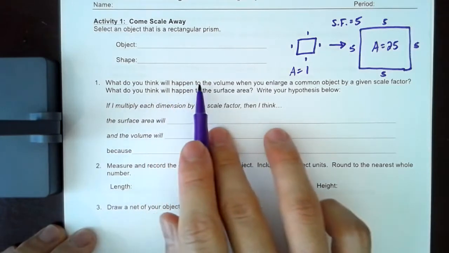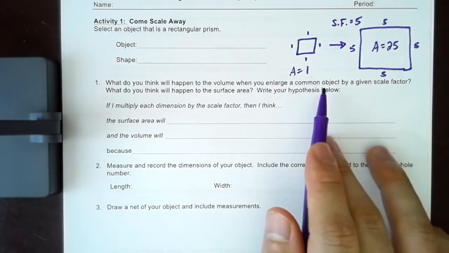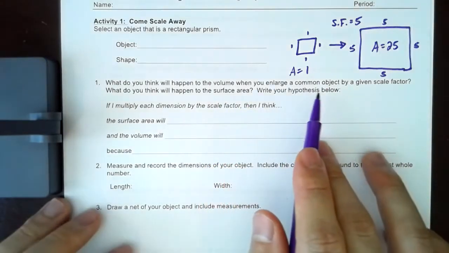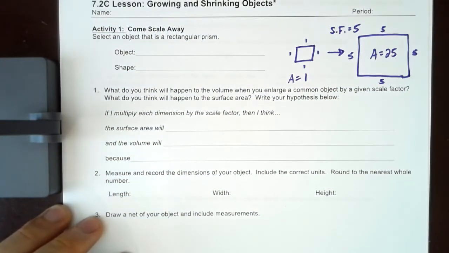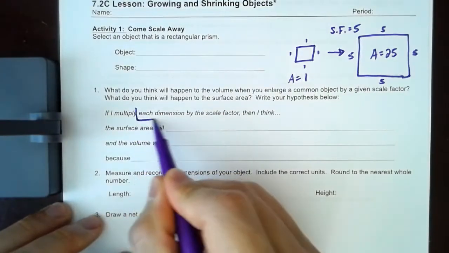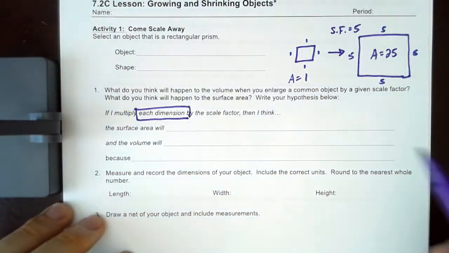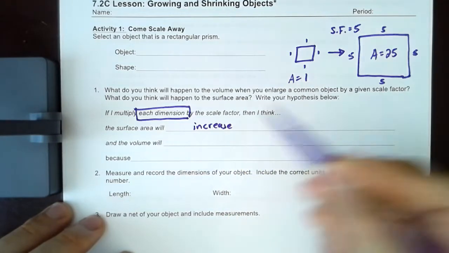What do you think will happen to the volume when you enlarge a common object by a given scale factor? What do you think will happen to the surface area? Write your hypothesis below. So if I multiply each dimension, keyword is each dimension, by a scale factor, then I think the surface area will obviously be affected.